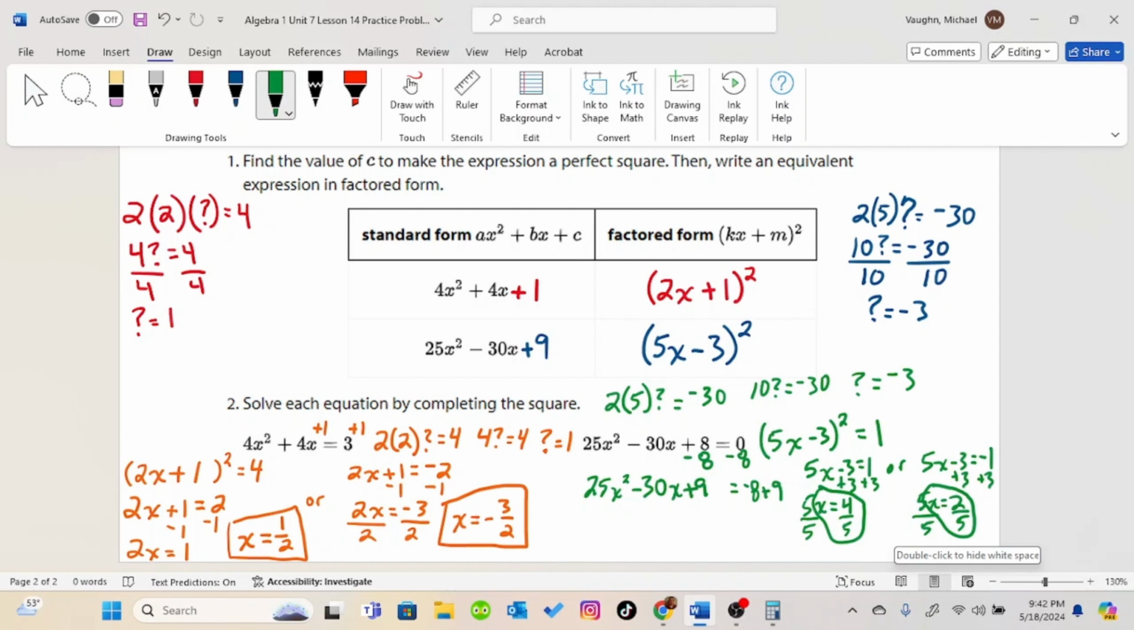If you have any questions about any of the practice problems we've done in lesson 14, please ask for clarification before we move on to lesson 15 so that you're prepared.